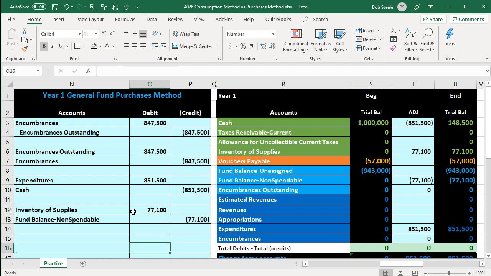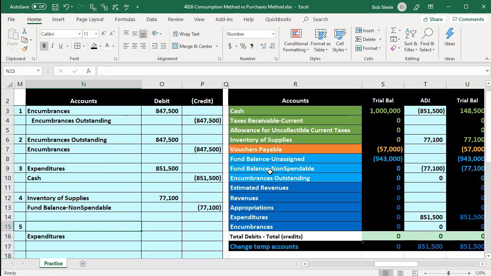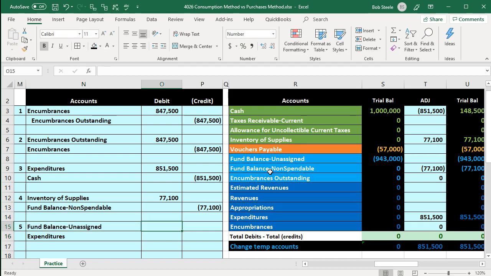So now we're going to do the closing process. We're going to close out the expenditure, and we're going to close it out to the unassigned, and then we'll end up in the same post-closing trial balance. So we're going to say that we need the expenditure to go down. So we're going to credit that, and we're going to put that into the unassigned, and what's in there right now, this 851,500, that's what we need to remove.